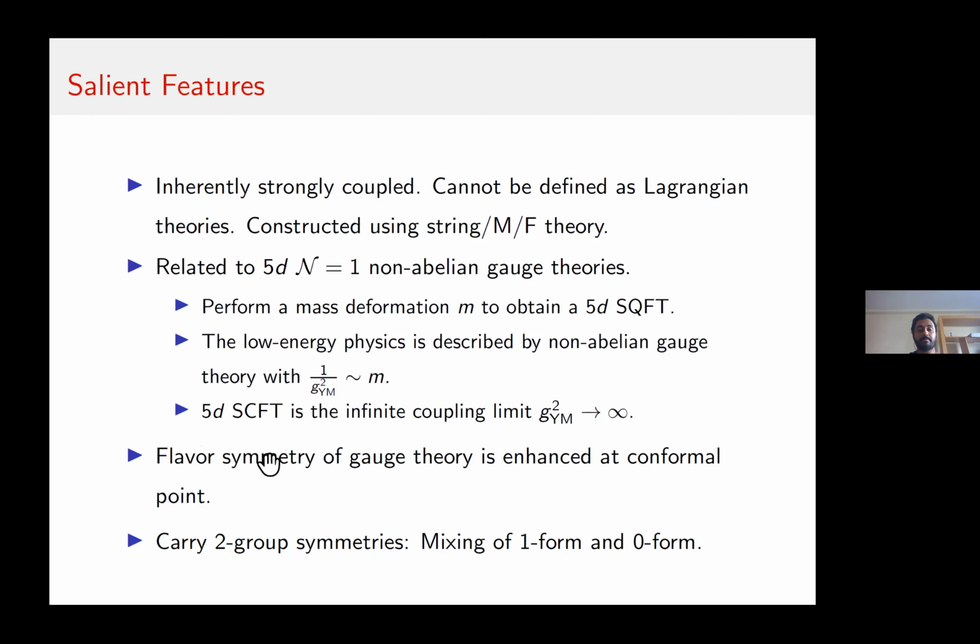Now, one interesting point is that the flavor symmetry of the gauge theory is not equal to the flavor symmetry of the conformal theory in many cases. The symmetry can enhance when you go to the conformal point. And these 5D SCFTs can carry two-group symmetries as well. This is what we will discuss later in the talk. And as I described earlier, two-group symmetries are mixings of one-form and zero-form symmetries.